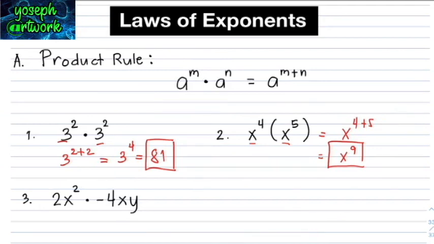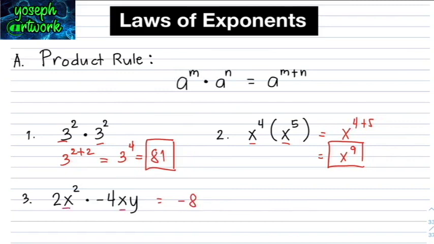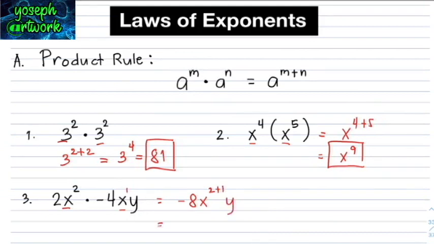Now let's move on with item number 3. For item number 3, una natin gagawin dito is multiply the numbers. So alam natin that 2 times negative 4 is equal to negative 8. And then as you can see, meron tayong pareha sa base, which is ang x. Copy your base x, and then add the exponents. You have 2, at meron tayo ditong invisible 1, so that is plus 1. And then copy yung y. So simplifying this will give you the answer of negative 8, x raised to 3, y. This is the answer for item number 3.